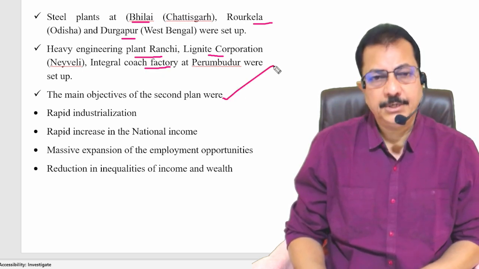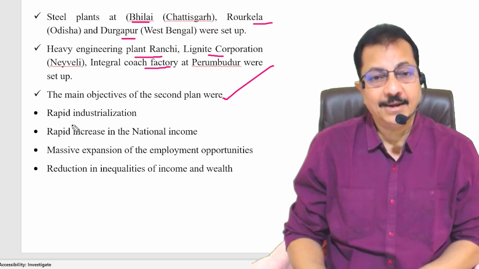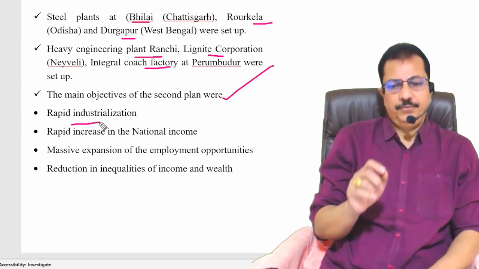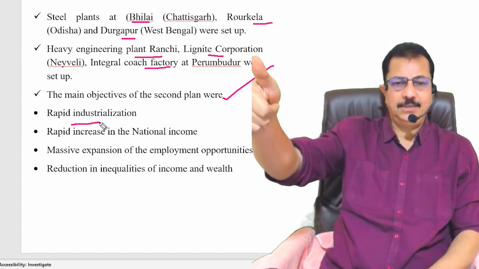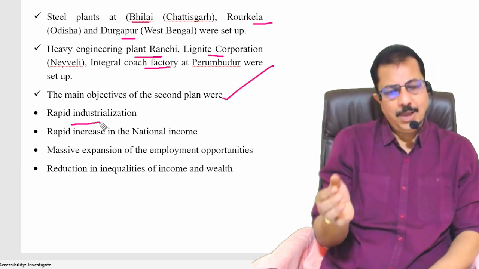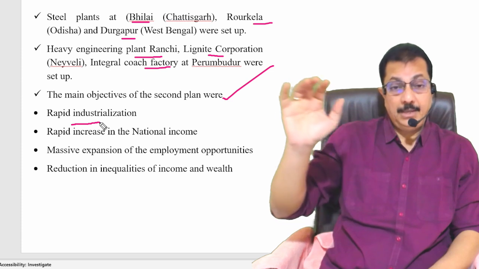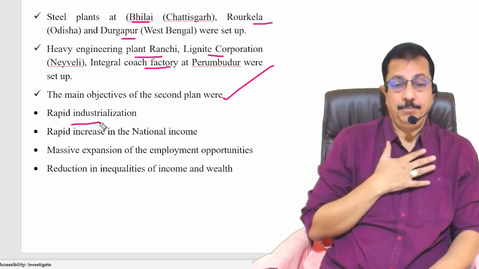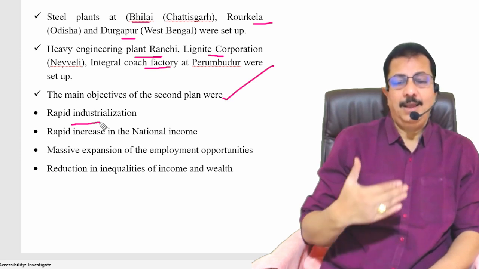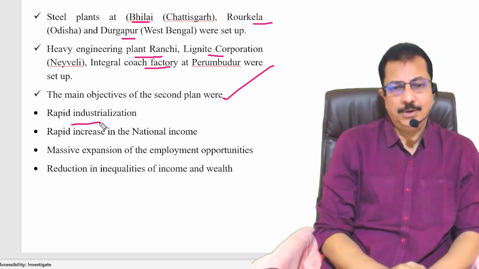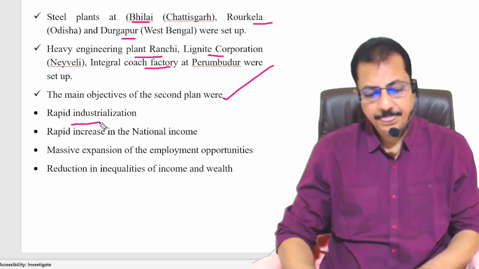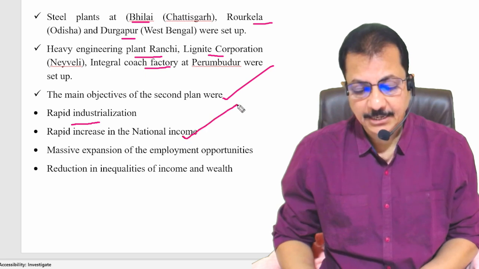What were the main objectives of the second plan? Look at this, rapid industrialization. Clear? So according to Nehru, if you establish more heavy industries, the production will be more. Because you want more production, you have to employ more people, meaning a large number of people will get employment, a large number of people will be working together, and there will be large development with respect to economy, and our economy will become prosperous. Am I clear? So, rapid increase in the national income. That's it.